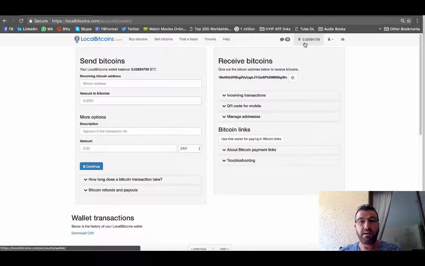That's how many Bitcoin I have at the moment. I've got 0.02, to the millionth of a Bitcoin. That's how they sell Bitcoin. You can buy a fraction of a Bitcoin.